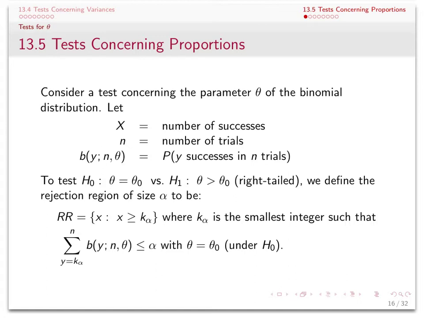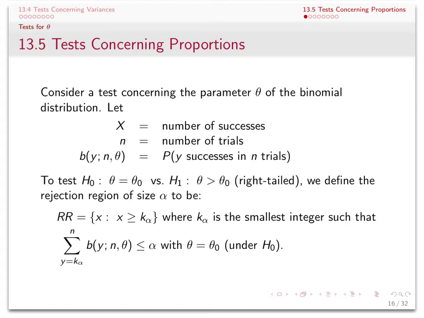Remember, for the binomial distribution, x is going to correspond to the number of successes in n trials, and b(y; n, theta) is going to be the probability of y successes in n trials. That's our probability distribution for the binomial distribution, and in this case, theta is going to be the probability of success.